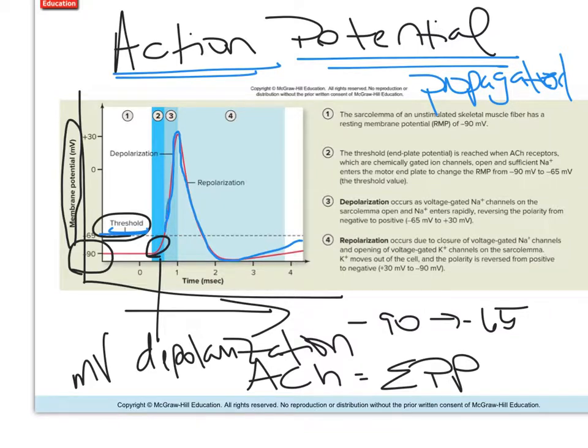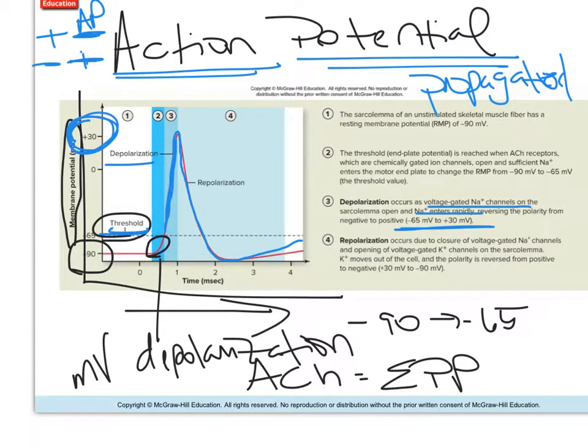So this rising state, this depolarization, occurs because you have voltage-gated sodium channels on the sarcolemma. They open, and sodium rapidly enters. You go from minus 65 to plus 30. At plus 30, the inside of the cell is now positive. At rest, the outside was positive and the inside was negative. When you have the action potential, you reverse that. The outside becomes negative, the inside becomes positive.